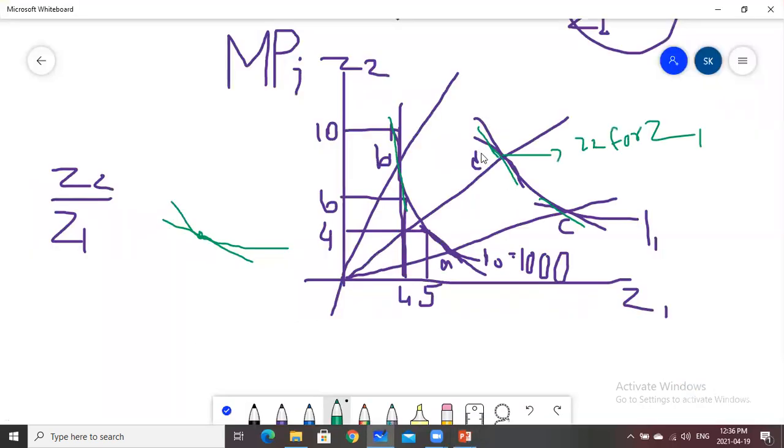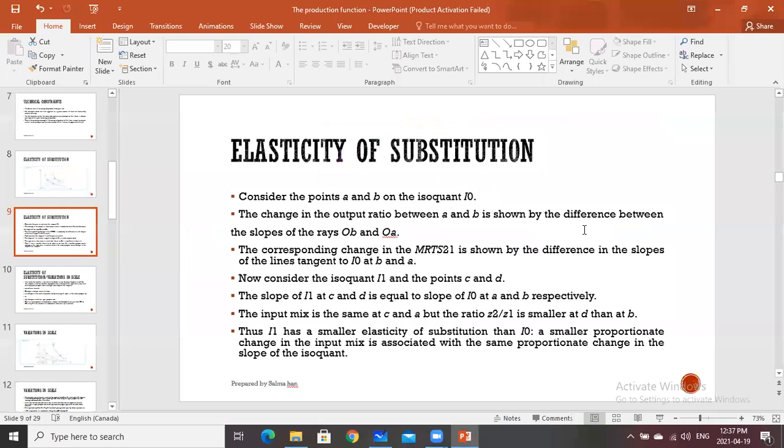Now, come to point D and come to point B. The ratio mix, that is Z2 upon Z1, it is the smallest at these 2 points, that is at point D and at point B. At point D for I1 and at point B for I0. Here the ratio mix, that is the ratio of Z2 and Z1, which are utilized in the production of output, they are smaller as compared to the ratio mix at point A and point C.